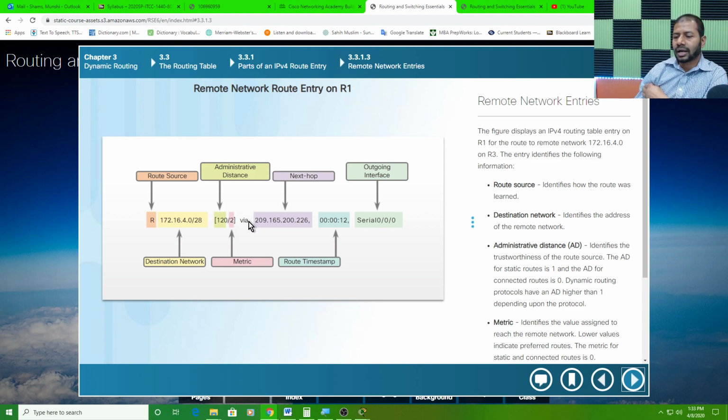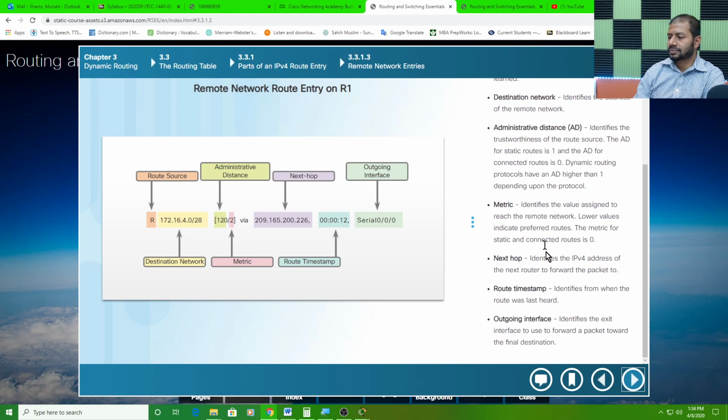Here is the metric. Metric is a number that the router automatically calculates using some other factors. We don't discuss those factors here. Again, for the metric, the lower is the better number. For a directly connected route and a static route, the metric is 0, meaning that's very good. Next hop router: you have to go through this next router. Its IP address is this. How long has it been since this route was updated, or learned? That's the time. Which interface do you have to go out to get to that network? Serial 0/0/0, the outgoing interface. So that's what it is.